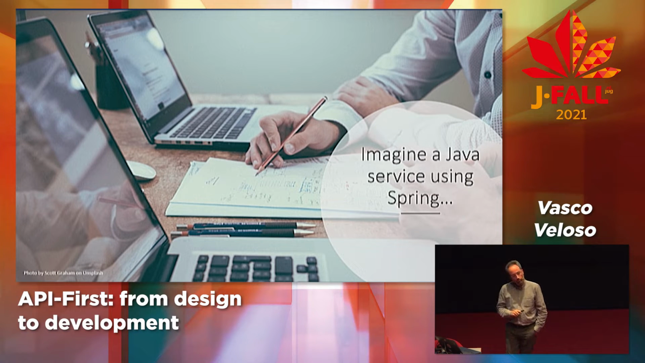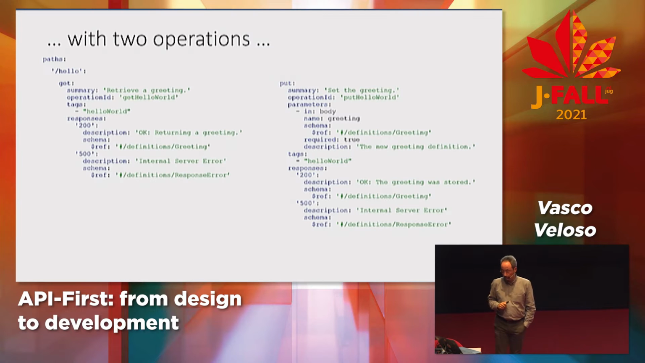Now, let's imagine that we have a Java service, or that we want to create a Java service using Spring, just to give you an idea of what is possible with an approach like this. And pro tip, we are going to look at some slides with code, so if you feel the need for a power nap, now is just about a perfect time, okay? All right. Anyway, so let's look at the specification.